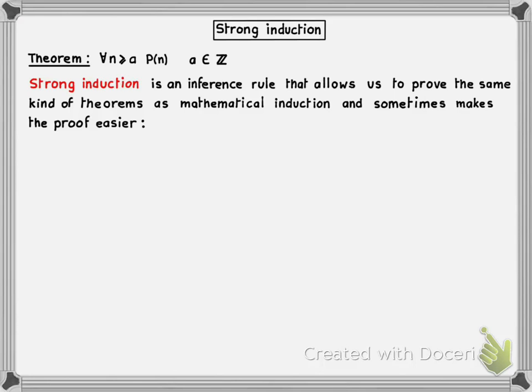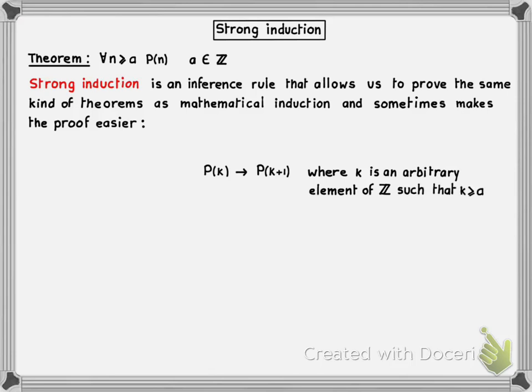And I will start with the second premise, since this is really the heart of induction in general. Remember, the second premise says that from p of k is true, you can infer p of k plus 1, where k is an arbitrary integer greater than or equal to a, which is the constant used in the theorem here. So what mathematical induction was all about is to prove that p holds for this integer by only assuming that p holds for the previous integer.